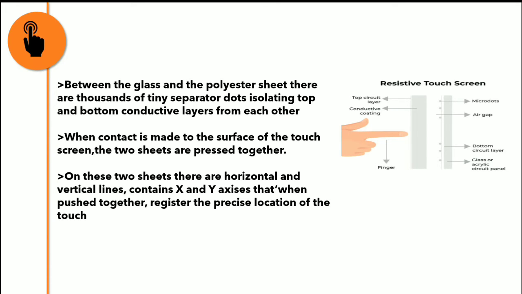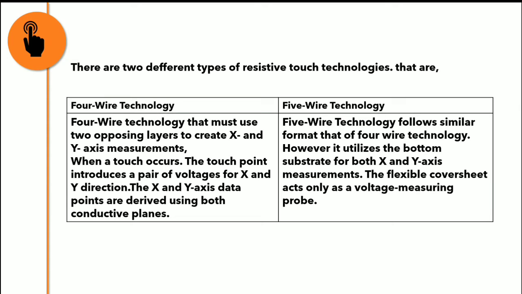There are two different types of resistive touch technologies, 4-wire technology and 5-wire technology. In 4-wire technology, it uses two opposite layers to create X and Y measurements, but in 5-wire technology, it uses the bottom substrate for both X and Y axes. However, the technology follows a similar format.